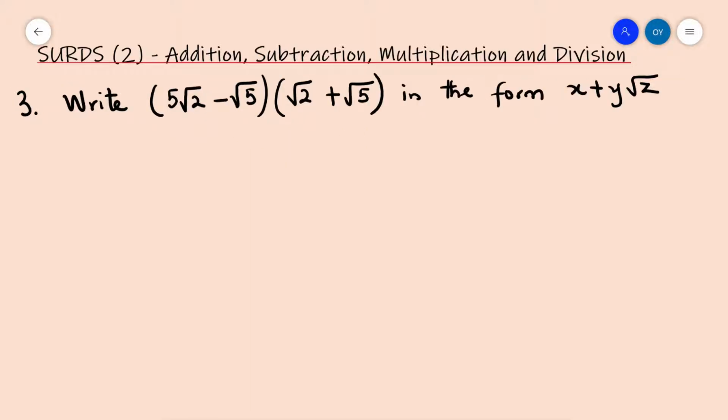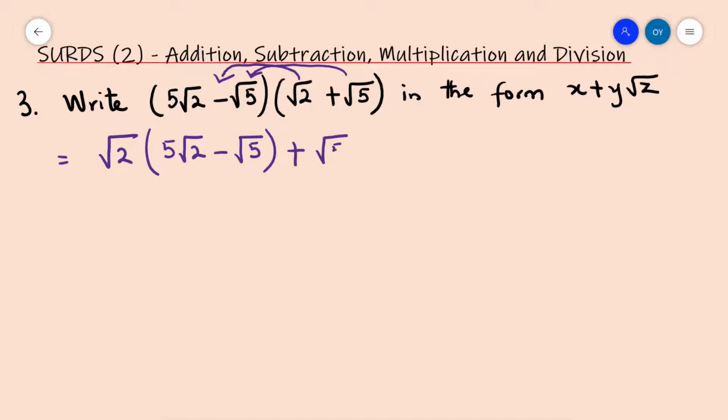So how do we go about this? We want to expand. So root 2 multiplies all of this, so we have root 2 bracket 5 root 2 minus root 5. Then root 5, that's plus root 5, multiplies all of this again. So we have plus root 5 bracket 5 root 2 minus root 5.